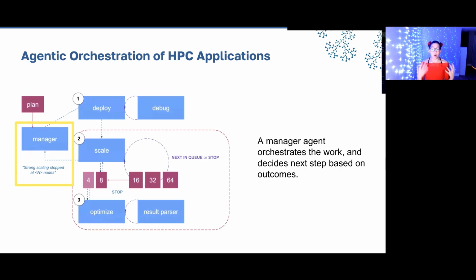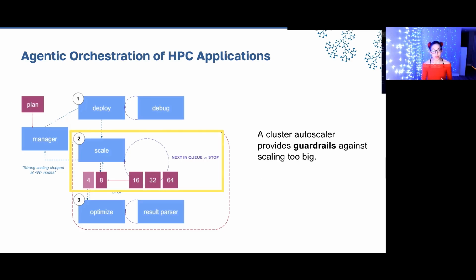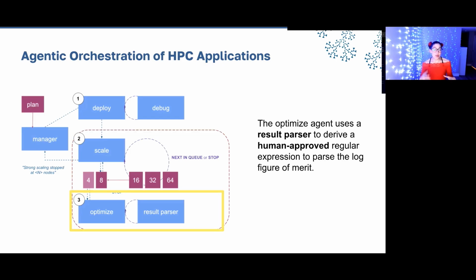The manager agent is going to orchestrate the work and decide which expert agent to give work to. When we're running the expert agent, so let's say we just deployed and now we're scaling, here's an example of where the guardrails come in. If the scaling agent has the ability to ask for as many nodes as it wants, there's no reason that it might not ask for 1,000. And actually, I have seen this happen. Now, the guardrail that you'd want to put in place, of course, is to have an autoscaler that will physically prevent that operation from being successful. And then, of course, you can continue to the optimization agent and the result parser.